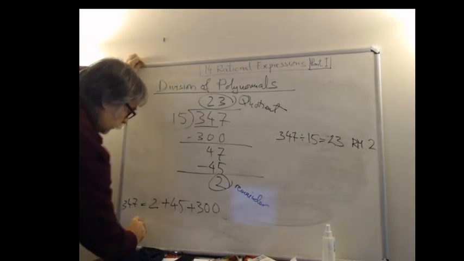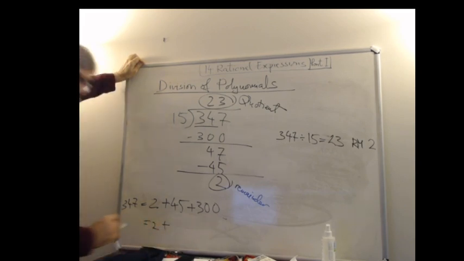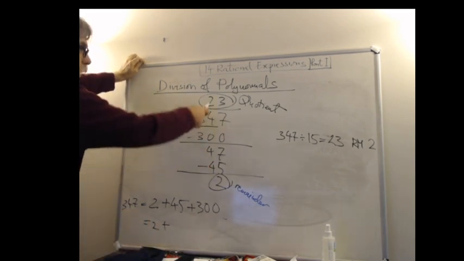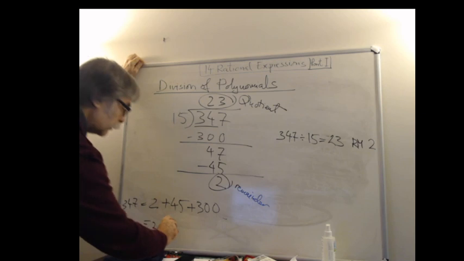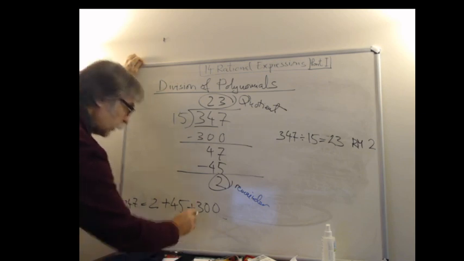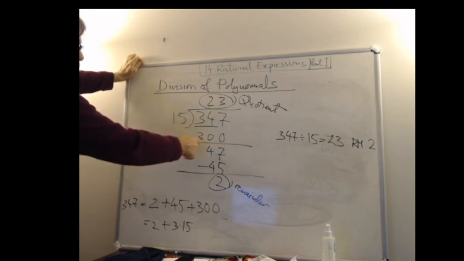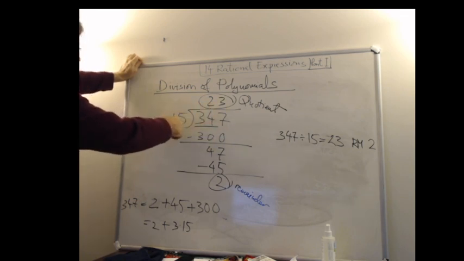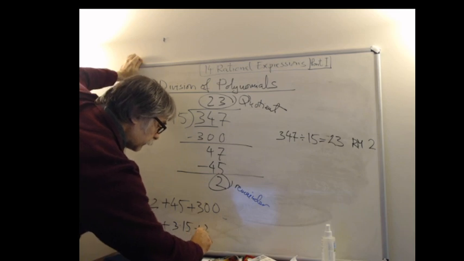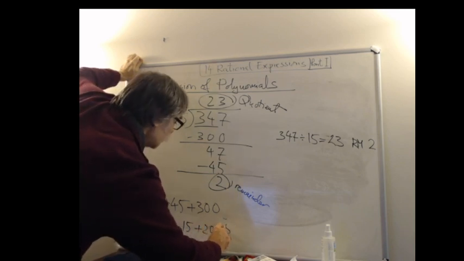What do you see here? You have 2. What's 45? How do you get 45? 45 you get by multiplying 3 times 15. 3 times 15. How do you get 300? 300 you got by multiplying 2 times 15. You got 30, you add another 0. So you're basically multiplying 20 times 15. 20 times 15. Okay?